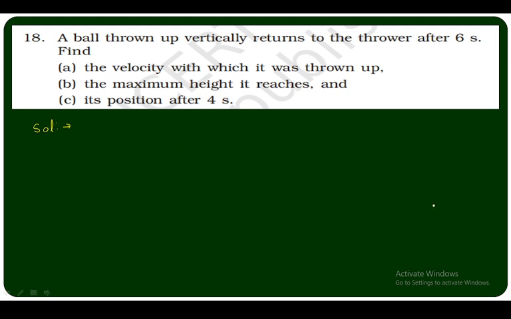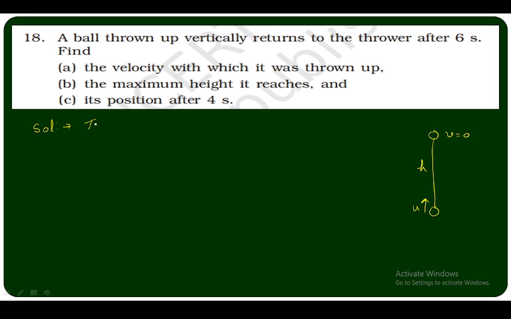Right. Suppose there is a ball here and it is thrown up with a velocity of u. It goes to a height of h, so the distance height is h, and the velocity at the maximum height is v equal to 0, right? And we know that the ball thrown vertically returns to the thrower after 6 seconds.